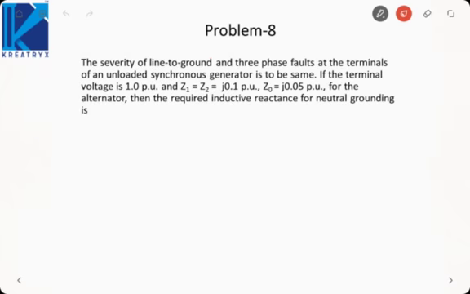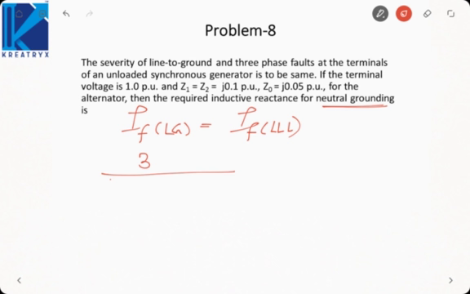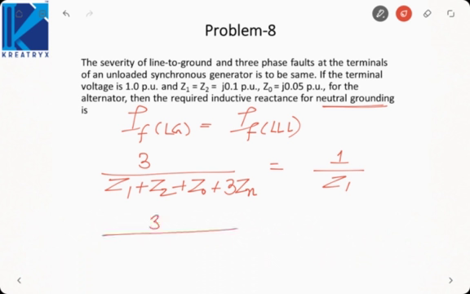In the next problem, it is saying the severity of LG fault and three phase fault at the terminals of an unloaded synchronous generator is to be the same. Severity is same means IF LG must be equal to IF triple L. If terminal voltage is 1 pu, and Z1, Z2 and Z0 are given, we need to find the reactance for neutral grounding. Now this will be equal to 3 by Z1 plus Z2 plus Z0 plus 3Zn, and in case of triple L it will be 1 by Z1.